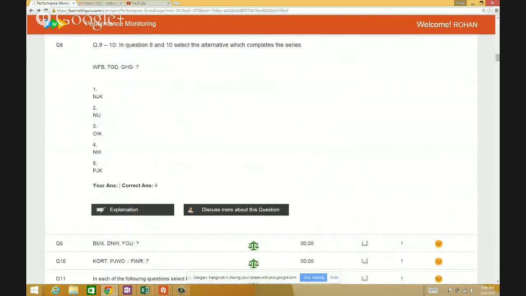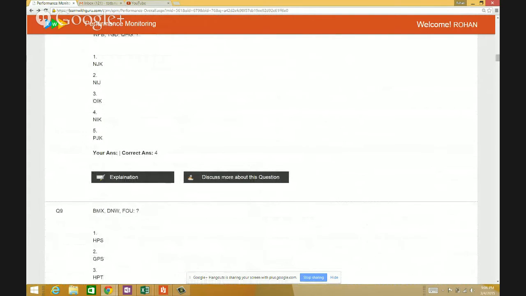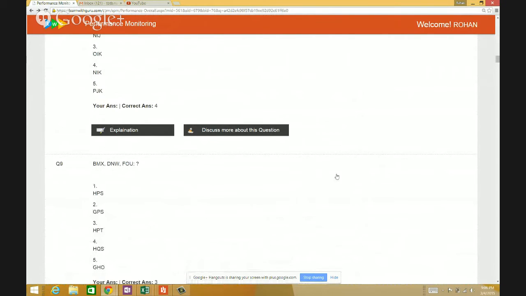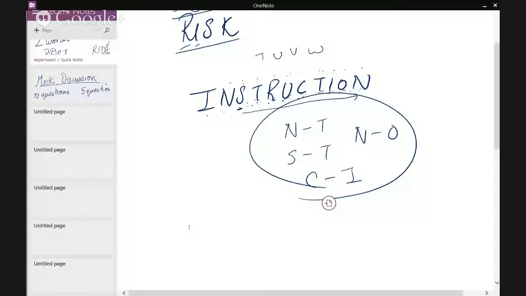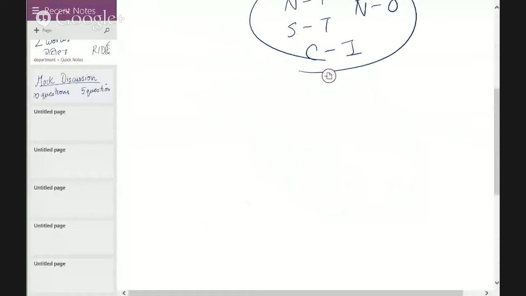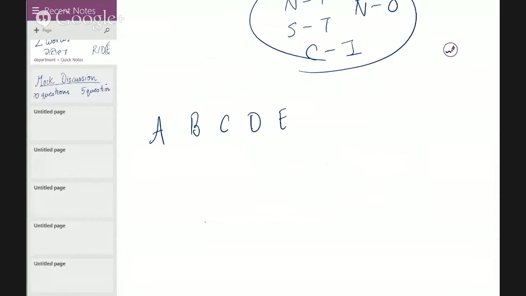Completing the series. One more thing before you start a mock: make sure you write the English alphabet on the rough sheet that has been provided in this manner. So you have E, F, G, H, I, J, K, L, M. Till M you write it. Then you go N, O, P, Q, R, S, T.